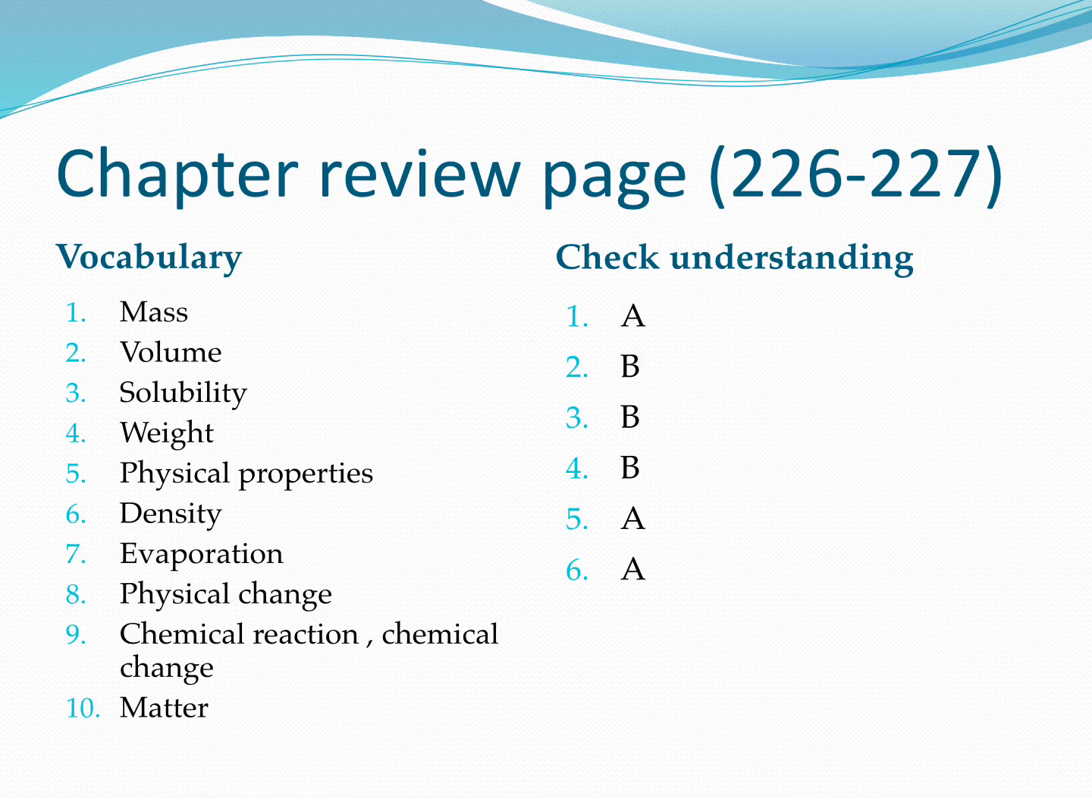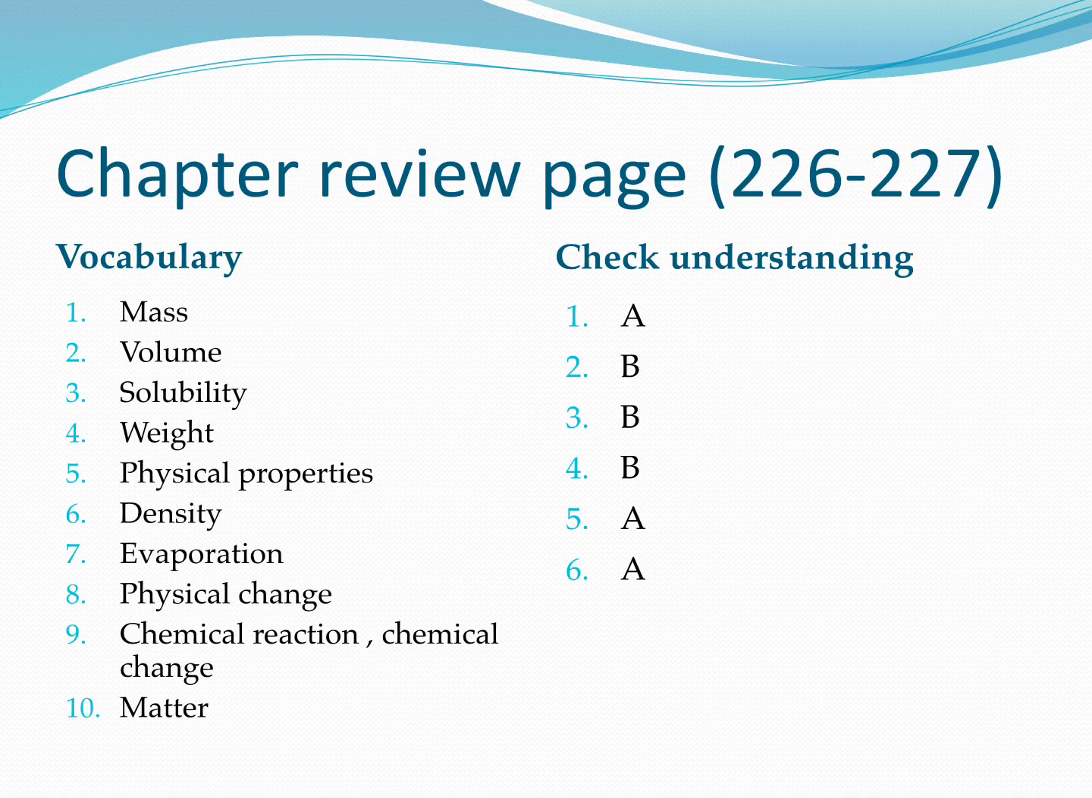And the ninth one, rust is an example of a chemical reaction. The other word for chemical reaction is chemical change. The last one is, blank is anything that has mass and takes up space. What is it? It is matter. Matter is anything that has mass and takes up space. So let's move to the check understanding.